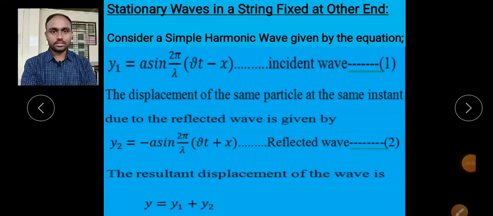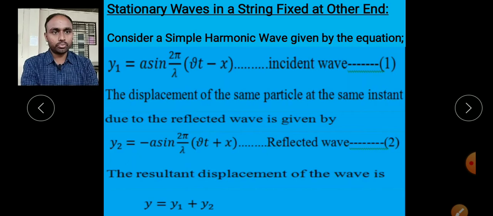In the last video regarding stationary waves, we saw the analytical treatment for the pipe open at both the ends, or the string free at the other ends. Now in this video we will see when a string is fixed at the other end, that means both the ends of the string are fixed. So let us start this video.